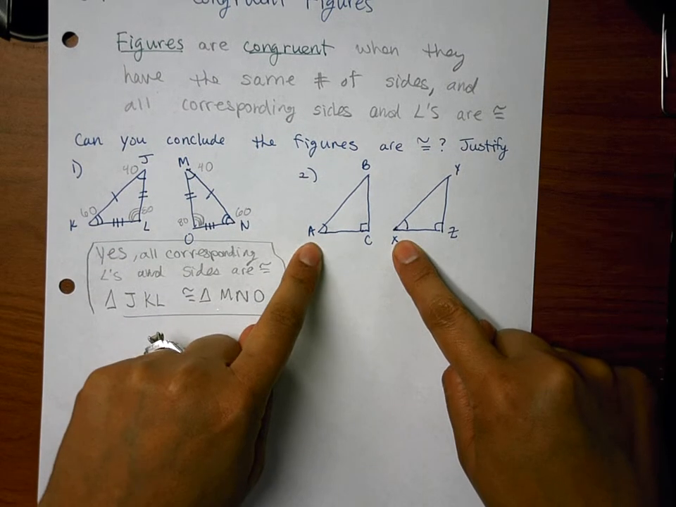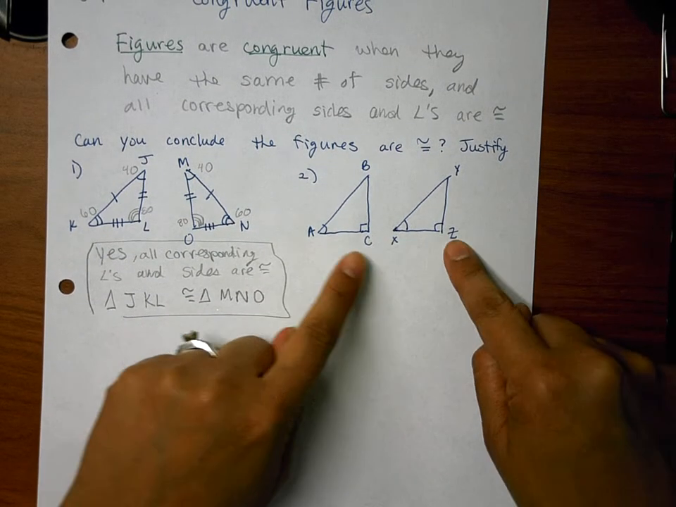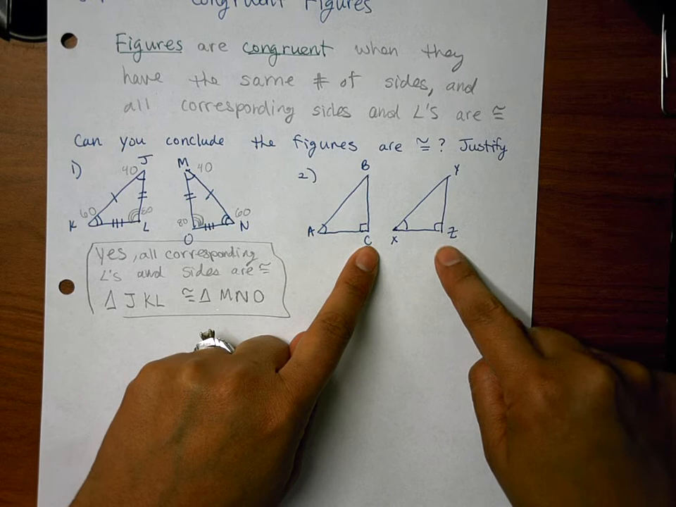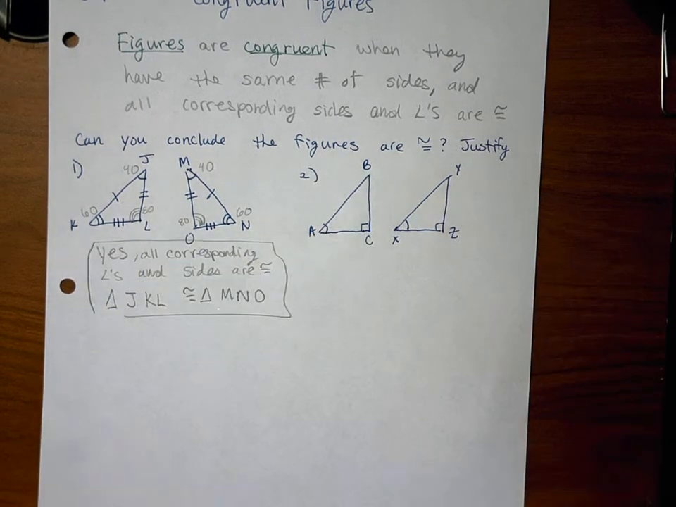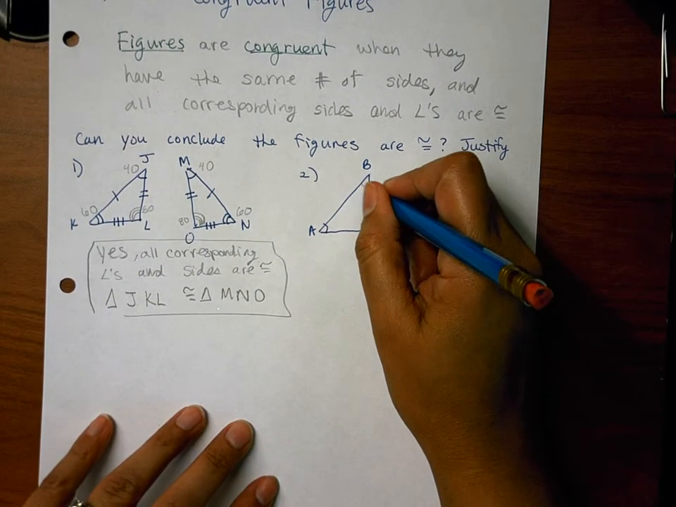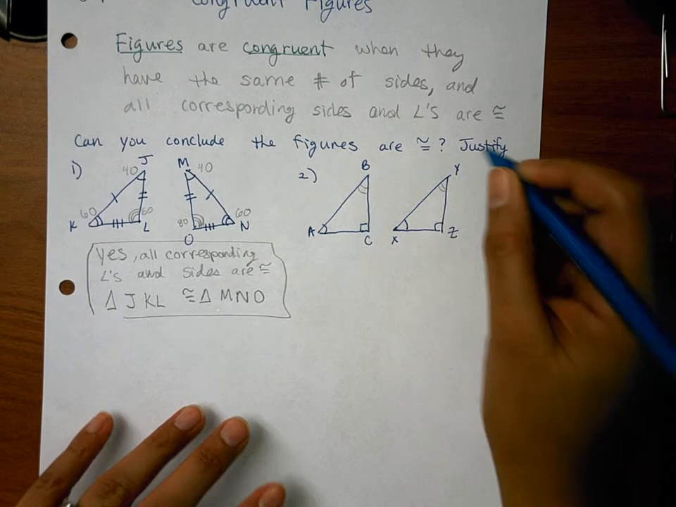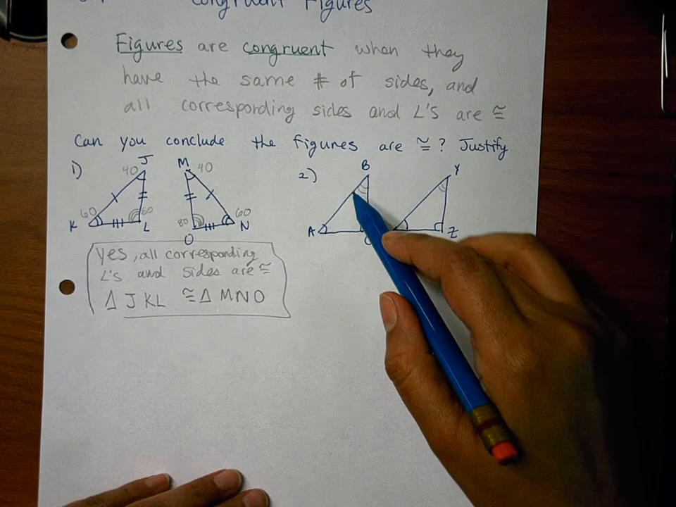Now, according to the third angle theorem, like we did over here, if these two angles are congruent, we can tell that from the markings. These two angles are the same. We can tell that because they're both 90. Then B and Z must be congruent. That's the third angle theorem.